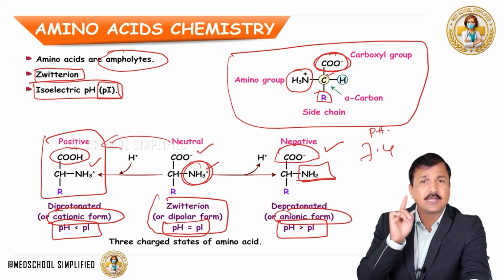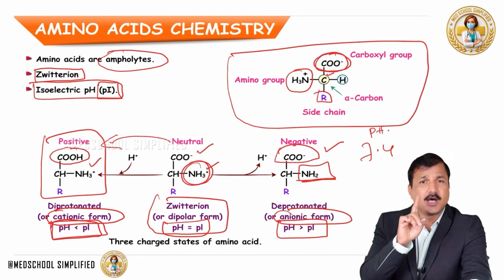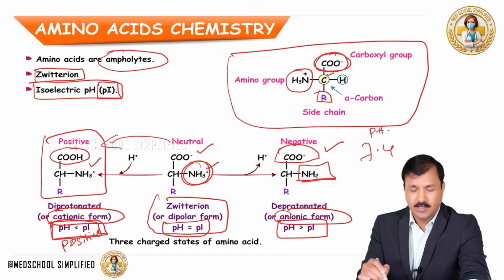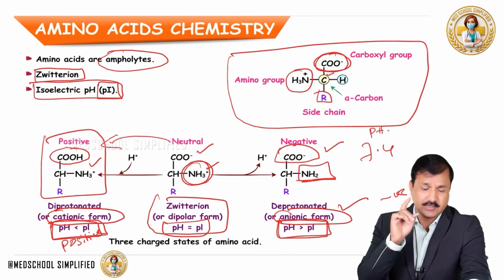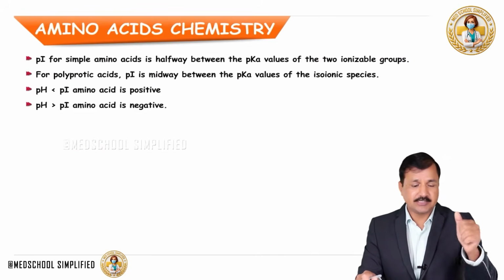So that means whenever pH is less than PI, the molecule exists as a cationic form or a positive form, positively charged. Whenever pH is more than PI, the molecule exists as an anionic form, with overall net negative charge. Remember that point. Alright, so those are the statements I have written here.